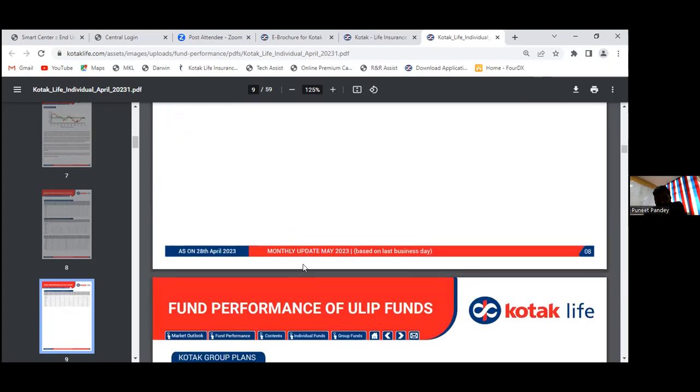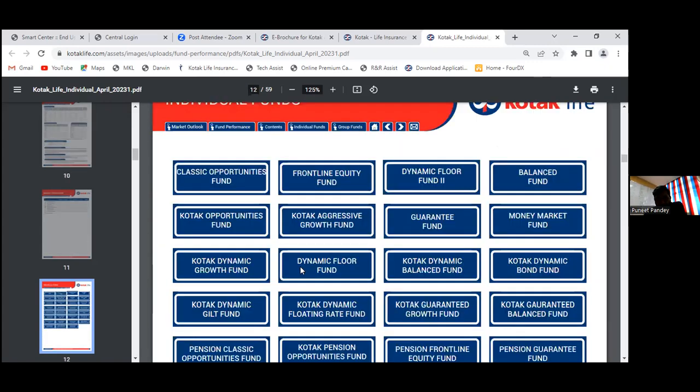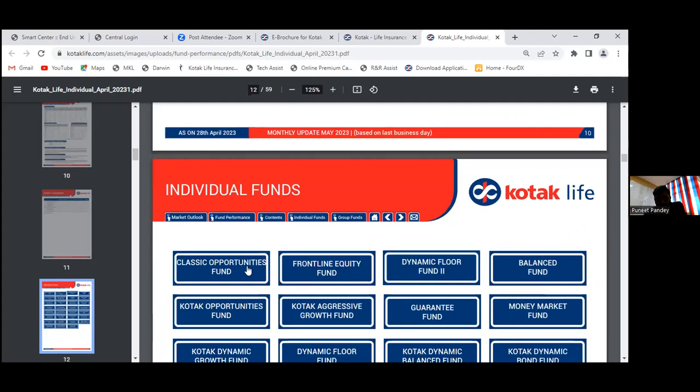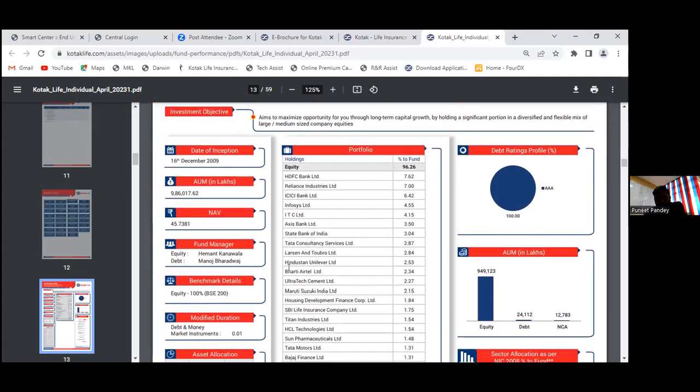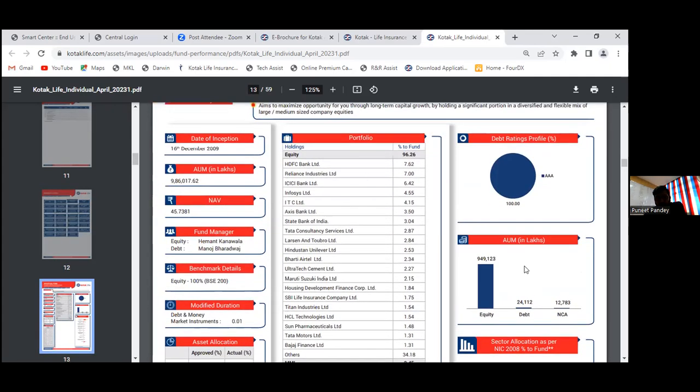So now, where is the money invested? You can see over here, sir. Let's say the Classic Opportunity fund, sir. These all are the holdings where the company is investing the money, sir. Can you see, sir?